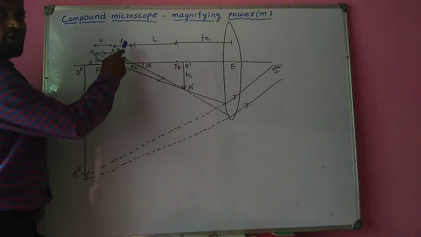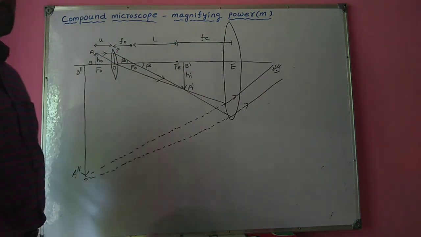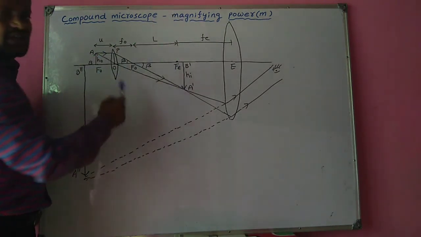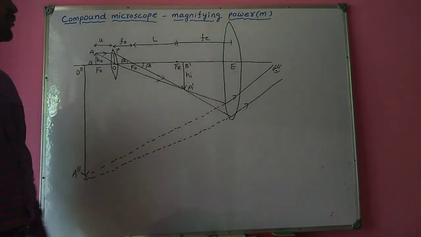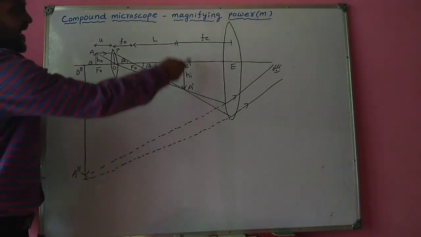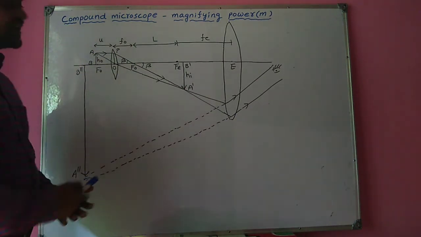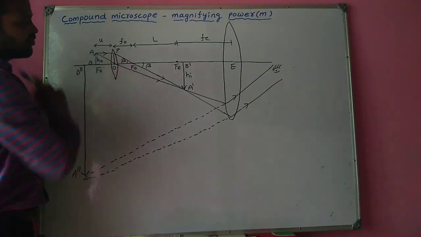Small fO is the focal length of the objective. Small fE is the focal length of the eyepiece. Small letters mean focal lengths. Capital letters mean principal foci, for both the eyepiece as well as the objective. Now, this A dash B dash is the image formed by this objective. It is a real and inverted image, because the object is placed at a distance greater than the focal length.